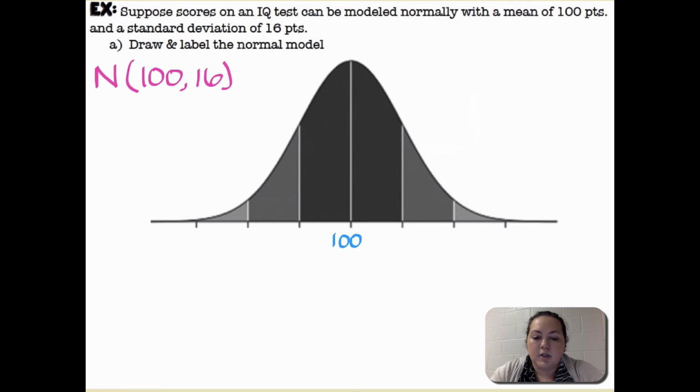All right, so my mean is 100. It's going to go right in the center, and then 16 is my standard deviation. So I'm going to add 16 and go over 1. My first 1 standard deviation over is going to be 116. I'm going to subtract 16 and go over to the left, and I'd get 84. Then I'd add 16 2 times to 100, so 2 standard deviations of 16 would give me 132. If I subtract 2 standard deviations of 16, I'd be at 68. And then 3 times the standard deviation plus the mean, 3 times the standard deviation minus the mean. All right, so there's my normal model.